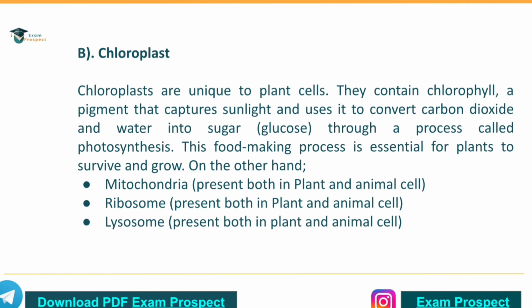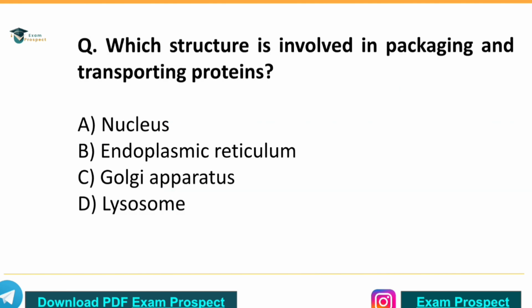Here, chloroplasts are unique to plant cells. They contain chlorophyll, a pigment that captures sunlight and uses it to convert carbon dioxide and water into a sugar called glucose through a process called photosynthesis. And this food-making process is essential for plants to survive and grow. On the other hand, mitochondria are present both in plant and animal cells, ribosomes are also present in both plant and animal cells, and lysosomes are also present in both plant and animal cells.